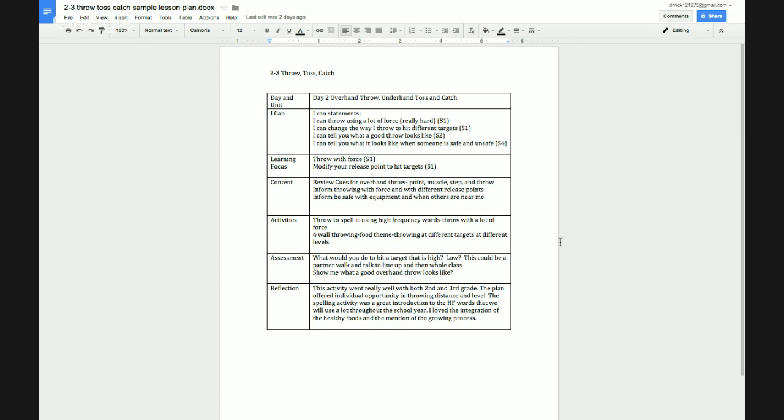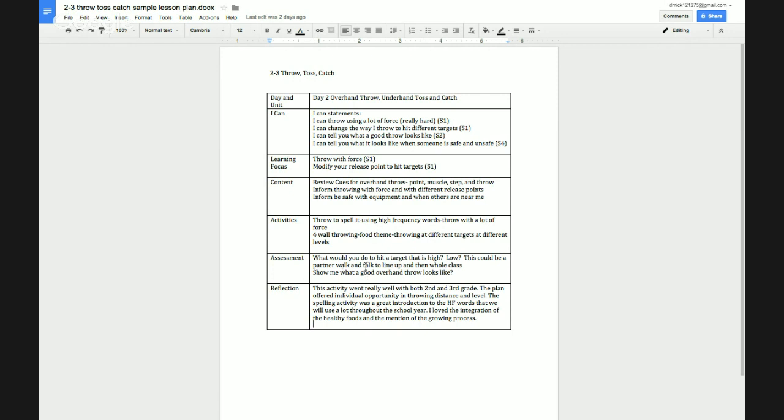The assessment piece for this was a little bit different because it's only our 2nd day of this unit, and I asked questions to the students as they were leaving. We went through release point. That was really important. And then the questions were, what would you do to hit a target that is high? What about a target that is low?